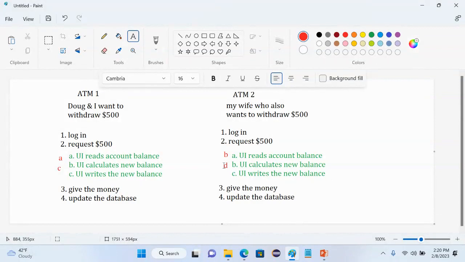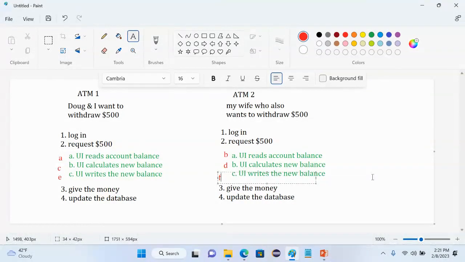What happens at step D is both my view of the account, the application's view of the account on my machine, on ATM1 and ATM2, is showing that there's a $500 withdrawal from the account pending. But what'll happen if those C and D happen at pretty much the same time, if they're not isolated, then E will write that new balance as original balance minus $500, and F here will likewise write the new balance as original balance minus $500.